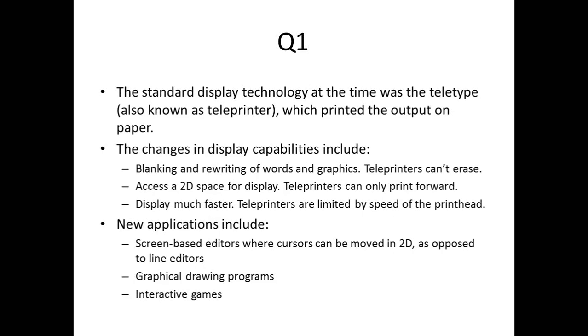The standard display technology at the time was the teletype, which was also known as a teleprinter, which printed the output on paper. The changes in display capabilities include blanking and rewriting of words and graphics. The teleprinters cannot erase. The display capability also includes access to a 2D space for display. The teleprinters can only print forward. And thirdly, the display can display much faster. The teleprinters are limited by the speed of the print head.